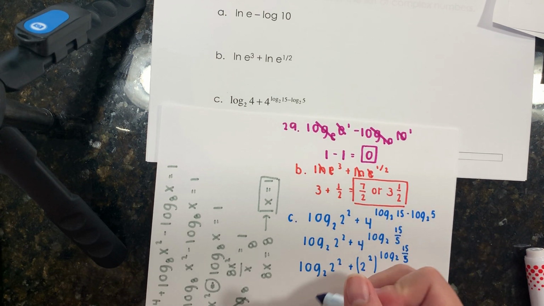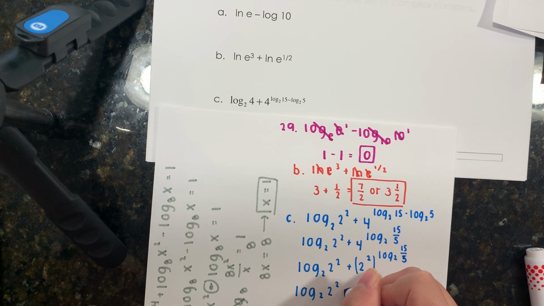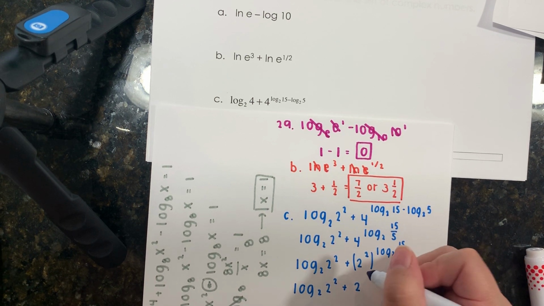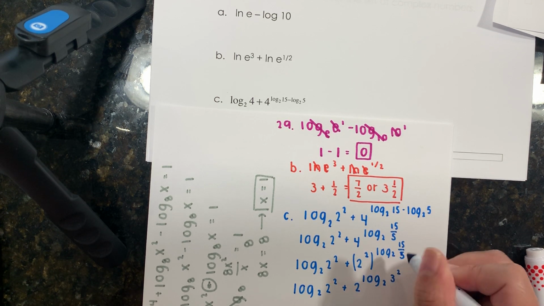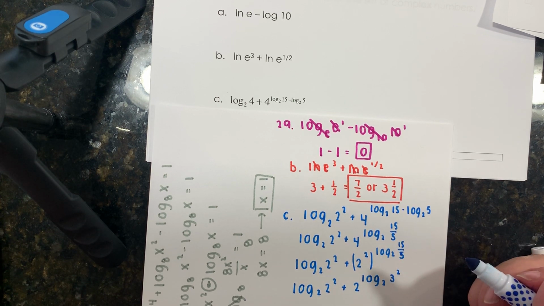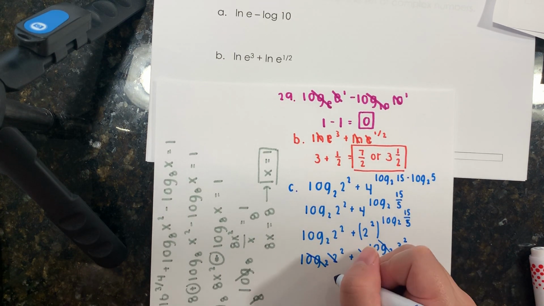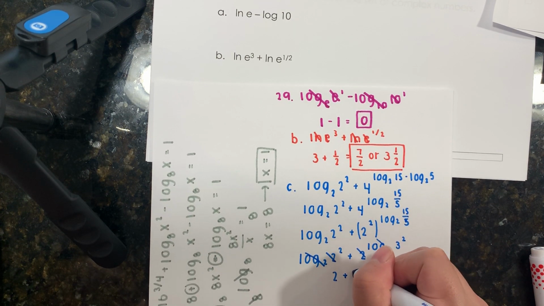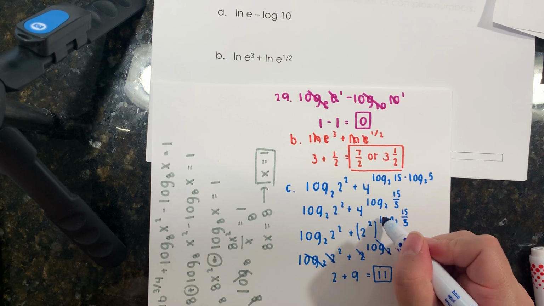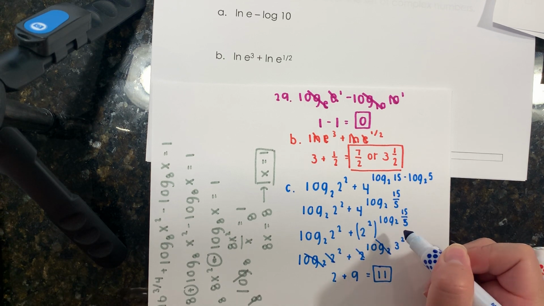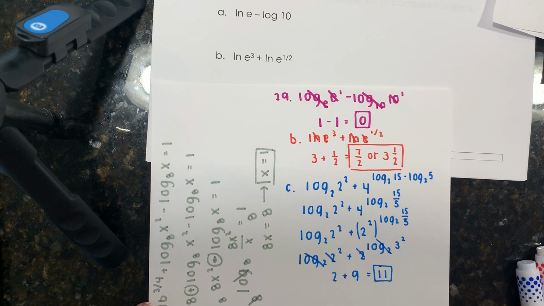So what this really is would be log 2 of 2 squared plus 2 to the log 2 of 3 squared, because this would be outside the logarithm, so it would become the power of. Now we can cancel the log 2 and the 2 and the log 2, and we'd have 2 plus 3 squared, which is 9. Result should be 11. So again, because the 2 is on the outside, it becomes the power of the 15 over 5.